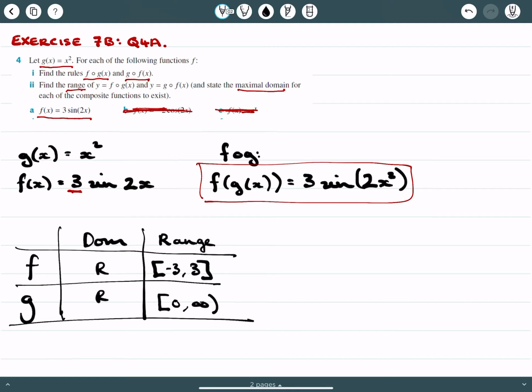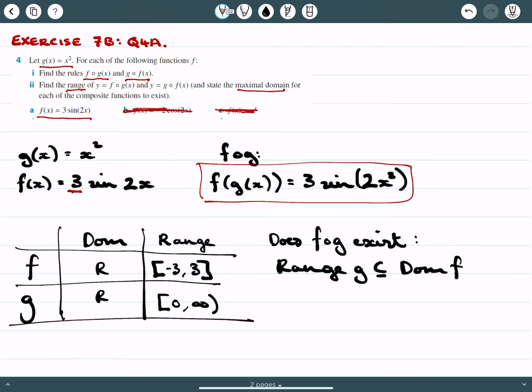And the key question that I'm asking, does f of g exist for the domain given, is whether the range of g belongs to the domain of f. My range of g is given by 0 to infinity, and does that fit within all real numbers? Yes, it does. Therefore, f of g exists. Now, what I want to then state is what my range of f of g is going to be, and what my domain of f of g is going to be.